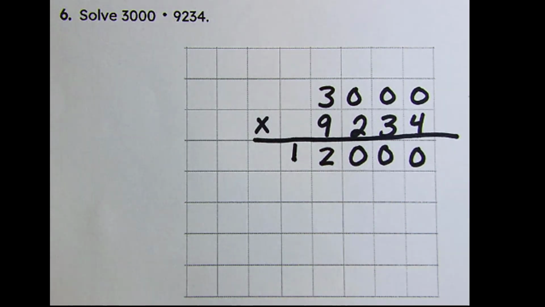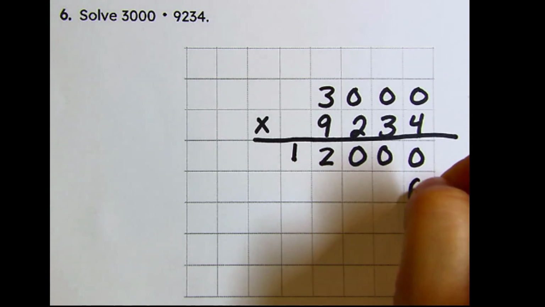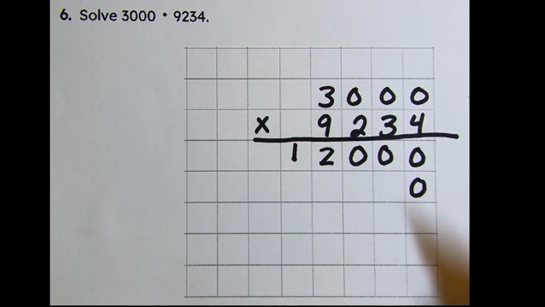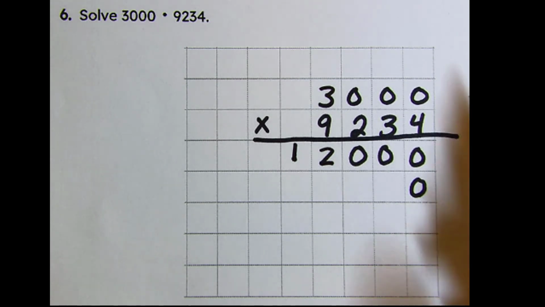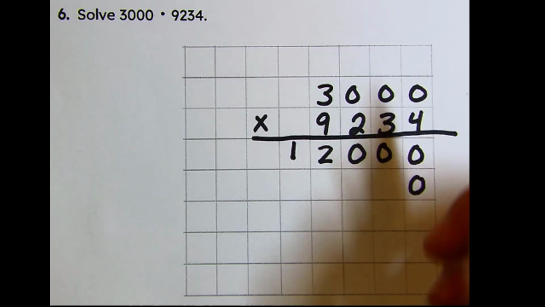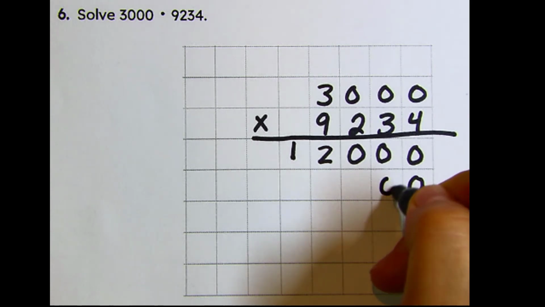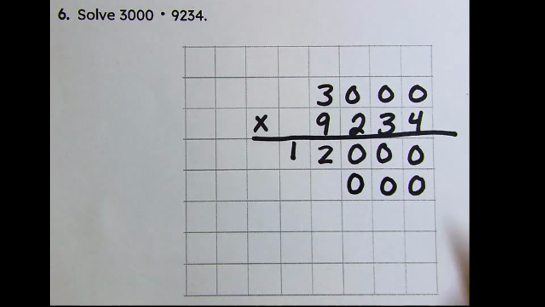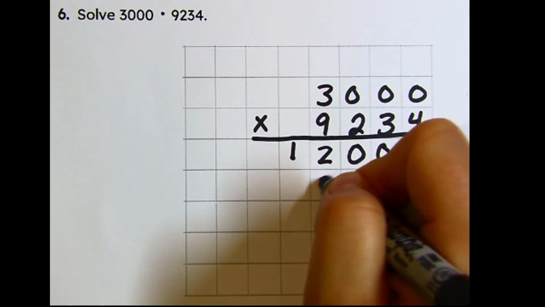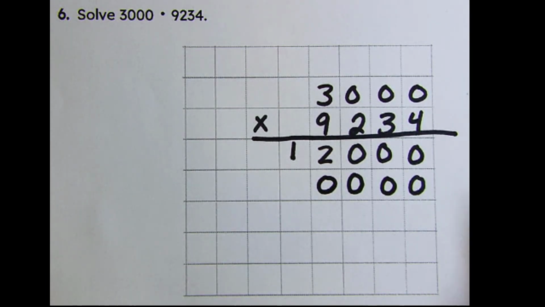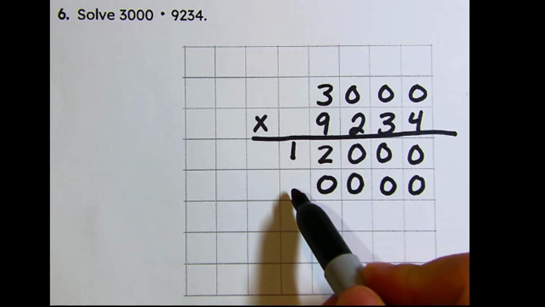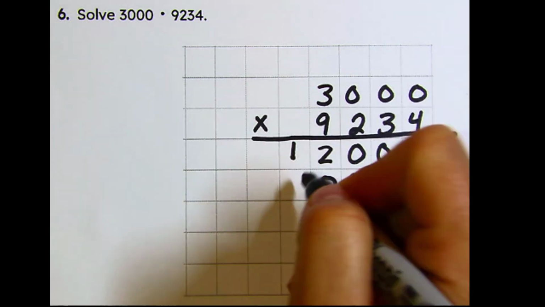Now I multiply by 3 tens. Move over 1, add 1 zero, and that allows me to start in the tens position. Tens times ones is tens, so we start again. 3 times 0 is 0. 3 times 0 is 0. 3 times 0 is 0. Tens times thousands is 10,000s. 3 times 3 is 9.